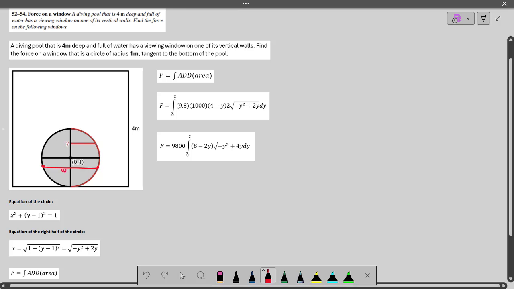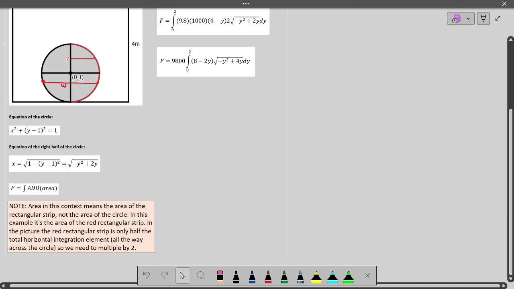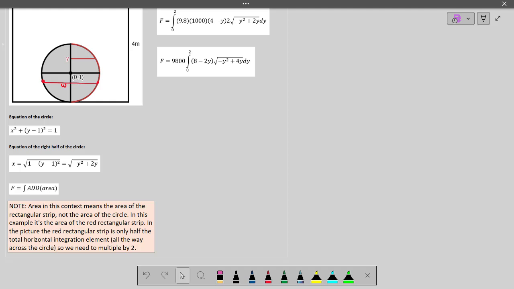Now, if we're measuring horizontally, like we've seen in the last 2 examples, let's find the equation of the circle and then solve for x. If we solve for x, then we're measuring horizontally. This circle has a 0, 1 center, so its equation will be x squared plus y minus 1 squared equals 1. The center is 0, 1. And then if we isolate x, we would get a plus or minus, but if we choose the positive square root, that's going to give us the equation for the right half of the circle.